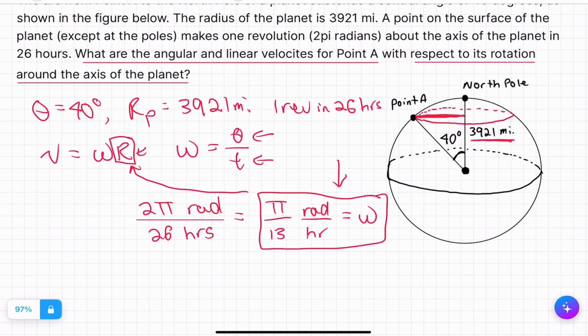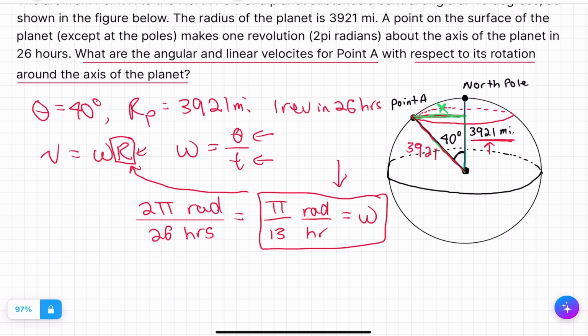It's important to note that anytime that you have a radius in a circle, it's the same length anywhere in the circle. So this radius right here is going to be the same length as this radius here. And you'll notice now that I've outlined a right triangle. And we have enough information now to solve for the radius that we need. This is the same as this. So the hypotenuse of our triangle, we know, is 3,921 miles.